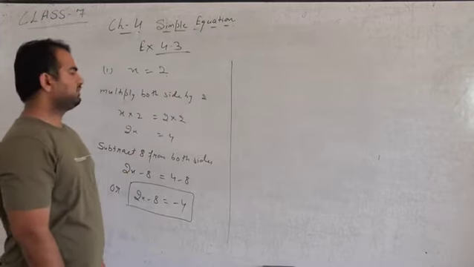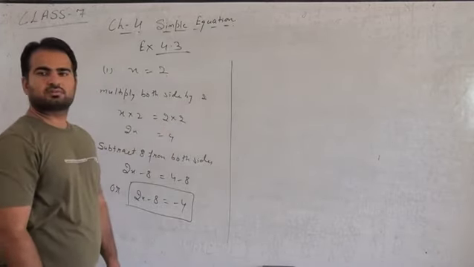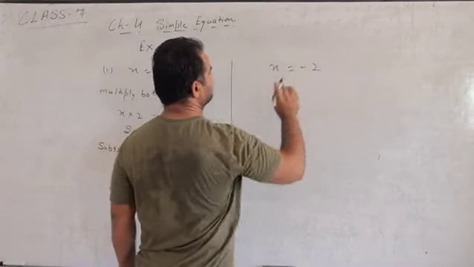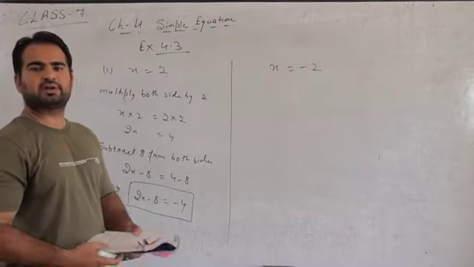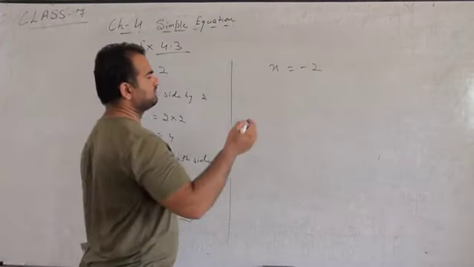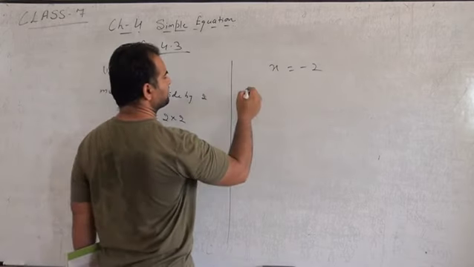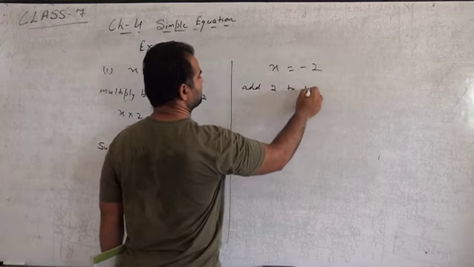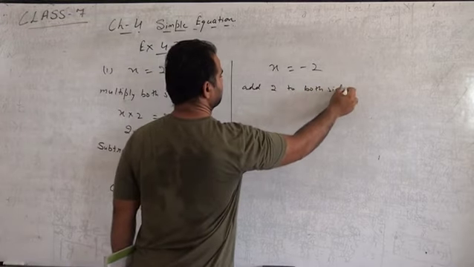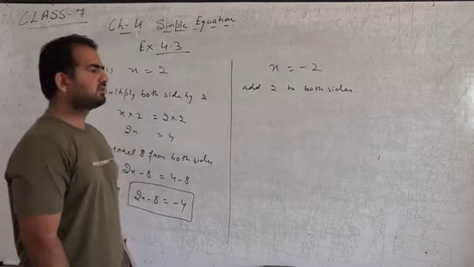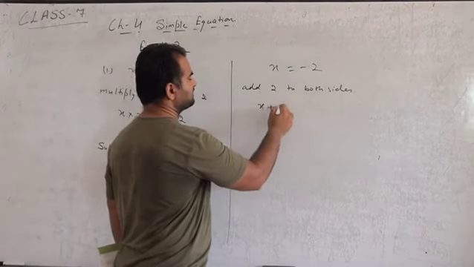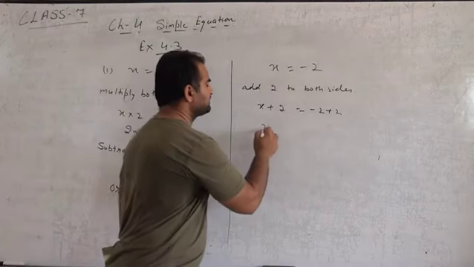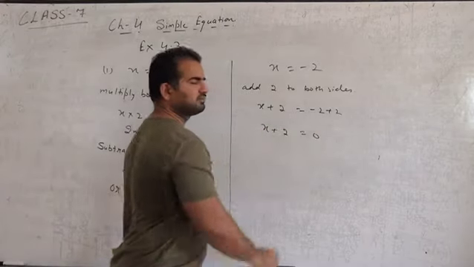What you can do is, you can also make your own equation. Second is given x equals minus 2. So what we have to do is just add 2 to both sides. So it will be x plus 2 equals minus 2 plus 2. So x plus 2 equals 0.